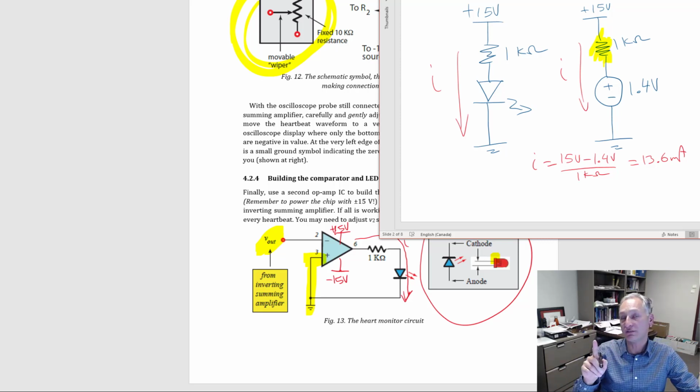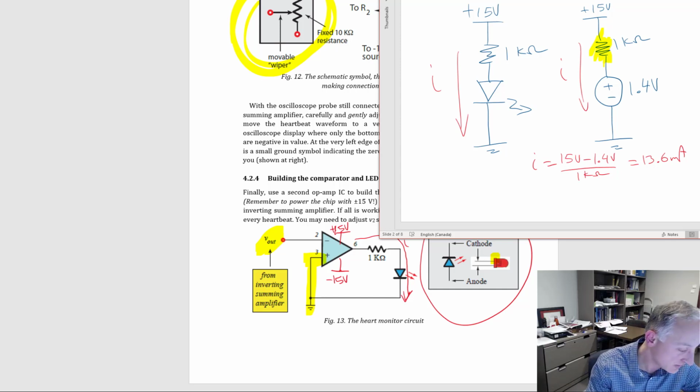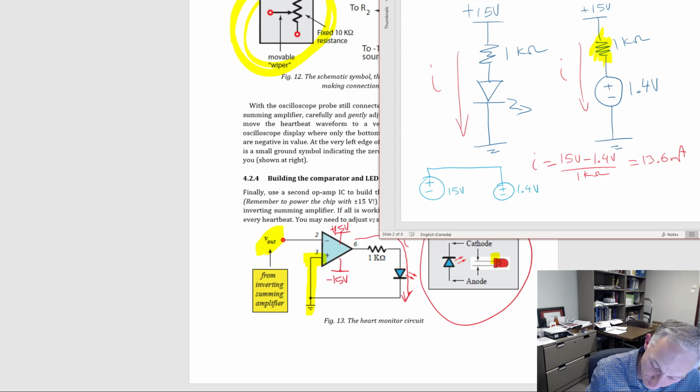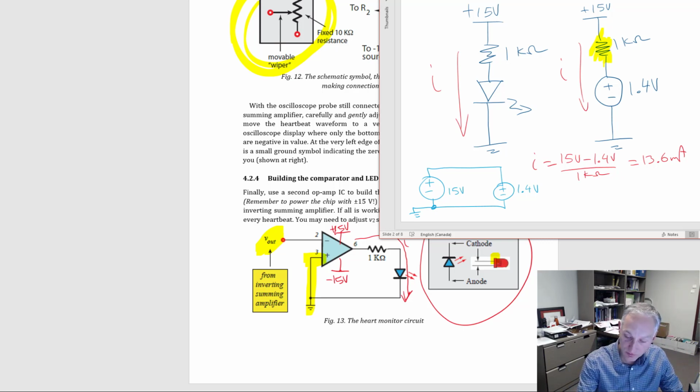Because imagine if we didn't have that resistor in there. Let's redraw the circuit in a way that makes sense. Imagine we had a plus 15 volt supply, and imagine there's no resistor, and we see that 1.4 volt source there, and there's my ground reference. Ordinarily that resistor would be right here, limiting the current. But if there's no resistance, then we're going to have a huge amount of current flowing through here, and that'll damage the LED and burn it out. So that's why in LED circuits we always have a resistor to limit the current.